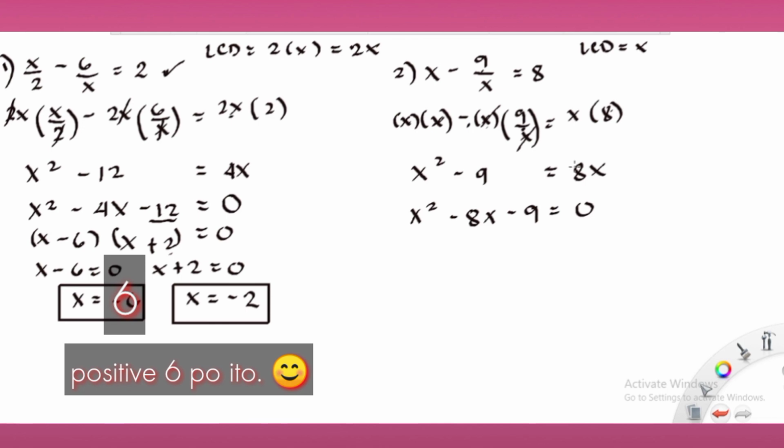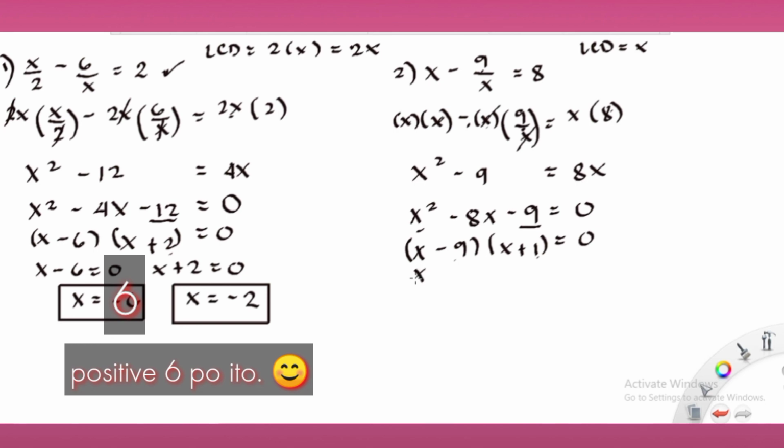Now, let's solve this using factoring again. Prepare 2 parentheses equals 0. Factors ng x squared, x and x. Factors ng negative 9 na pag inadd natin ay negative 8. So, those are negative 9 and 1. Negative 9 times 1 is negative 9. Negative 9 plus 1 is negative 8.